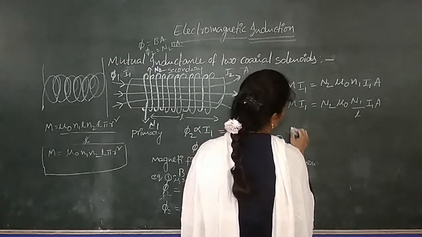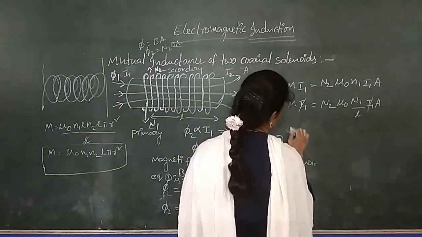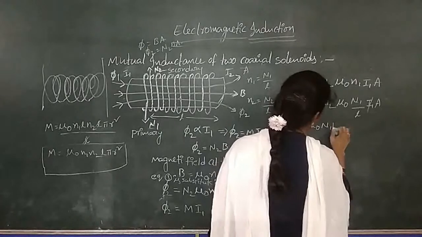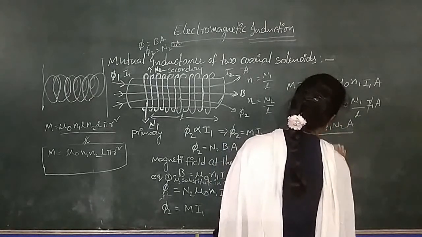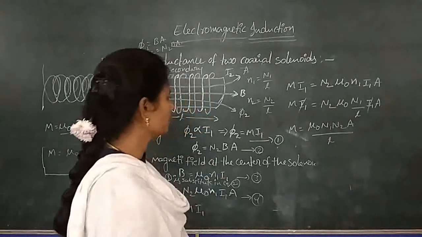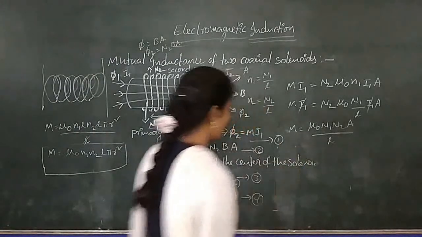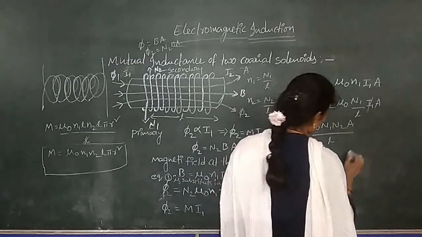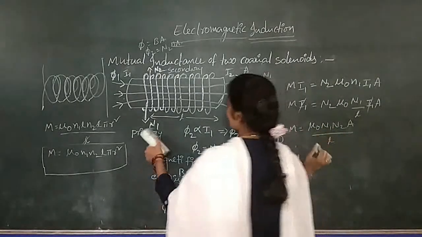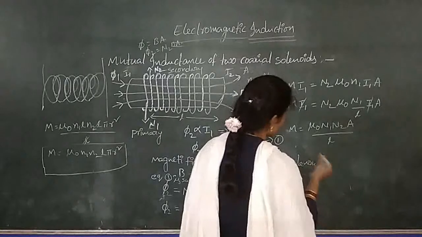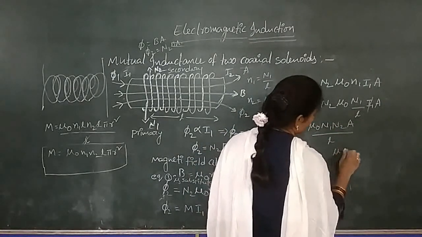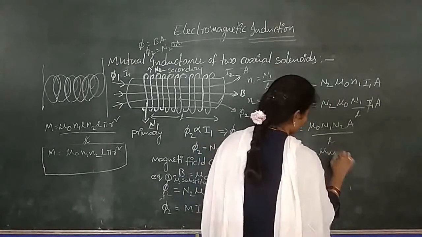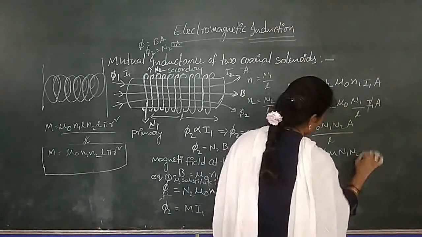Here I1 gets cancelled. Then M is equal to mu naught N1 N2 A by L. Here mu naught is the permeability. This is for air. If the solenoid is placed in a medium, then it can be written as M equals mu N1 N2 A by L.